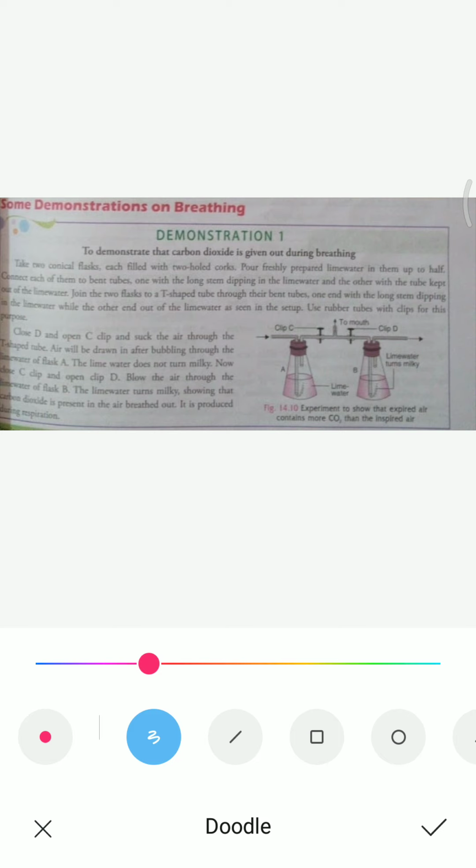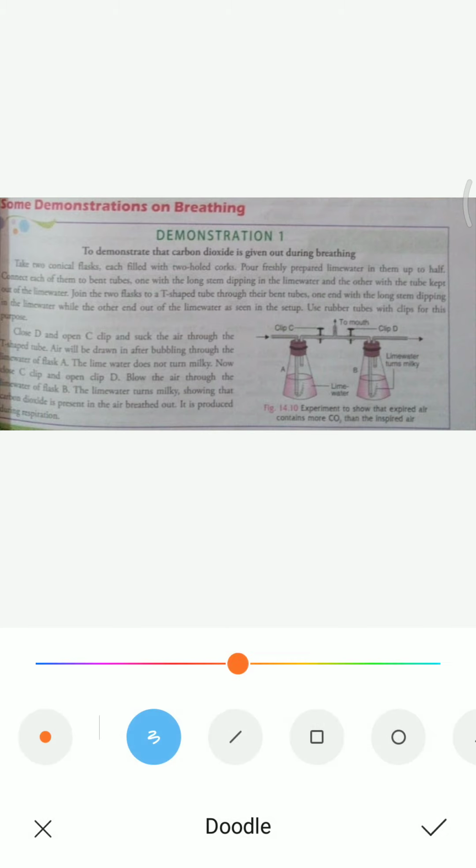Half of each flask is filled with lime water, and there is a place on the tube where you can blow air with the help of your mouth. In this setup we have a control, a clip, for letting the blown air enter either flask A or flask B. We can control that depending on clip C and clip D.